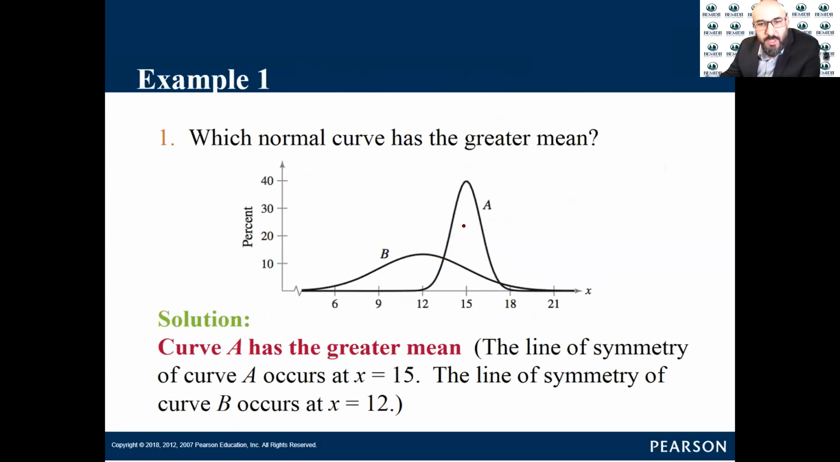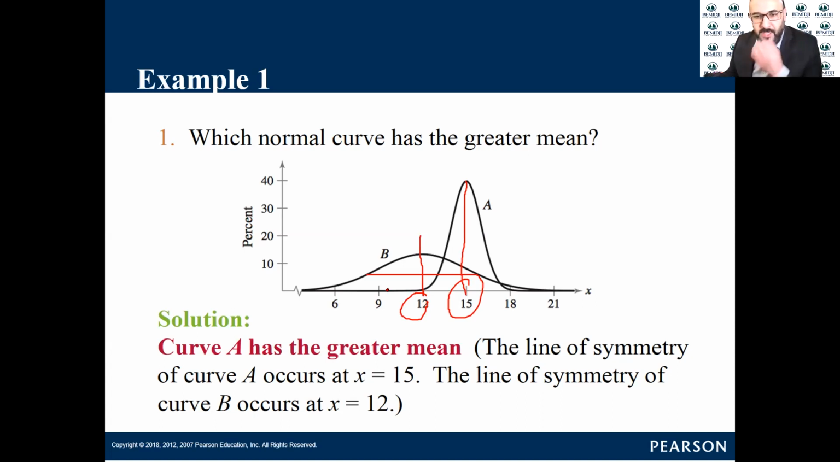Example number 1, we have this normal curve, and we're trying to find the greater mean. From our understanding of the normal curve, we say the mean is the middle line of the curve. So we create a middle line here, and that would give you the value of 15 for A. And for B, here's the normal curve, here's the midline, that would be 12. So which one is higher, 12 or 15? So 15 is the higher. A has the greater mean.